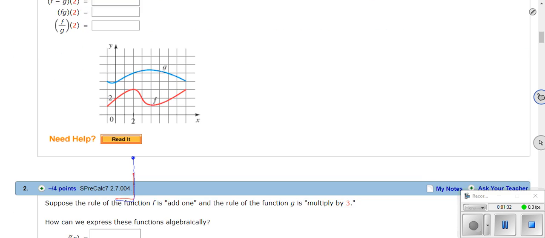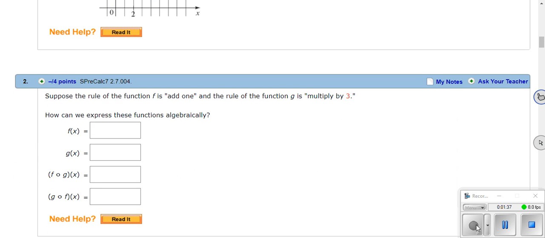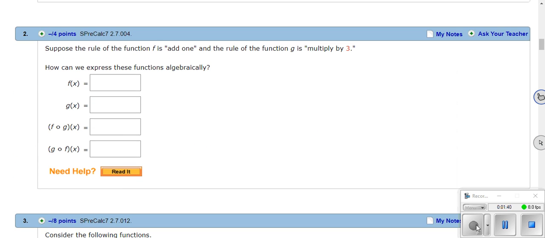Now, the next kind, so suppose the rule of the function of f is add 1, and the rule of the function g is multiply by 3. Well, what they mean is you're coming up with the arithmetic expression, okay? So you have to input a variable. And obviously here on the left-hand side, they have them defined with x's. So if the function of f is add 1, it's going to be x plus 1. If the function of g is multiply by 3, it's going to be 3 times x, okay?